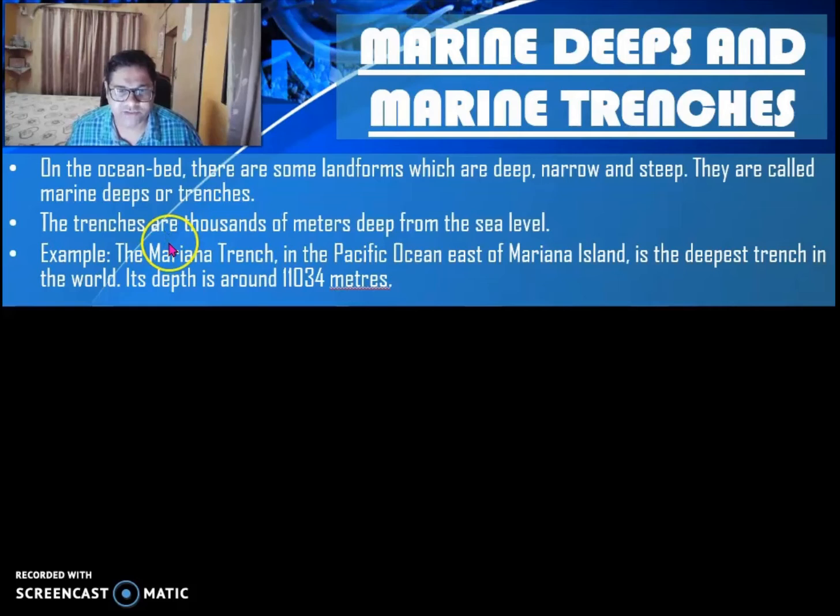An example of this is the Mariana Trench. In the Pacific Ocean, it is east of the Mariana Island. It is the deepest trench in the world. Yes, it is the deepest trench. The Mariana Trench is the deepest trench in the world. It is about 11,034 meters. How much, children? 11,034 meters. That is very, very deep.